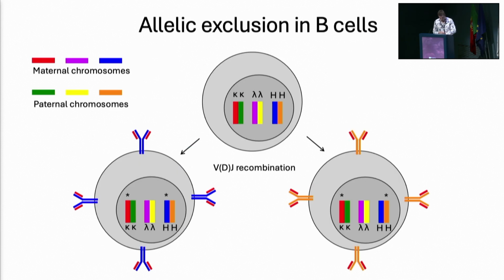I also want to just quickly remind you of the principle of allelic exclusion in B cells, which occurs during the VDJ recombination in the bone marrow. Now, these bars symbolize the kappa and lambda light chain genes and the heavy chain genes. And we inherit one copy of these genes from our mother and one copy from our father. However, during the VDJ recombination process, only one set of light chain genes and one set of heavy chain genes will be used.